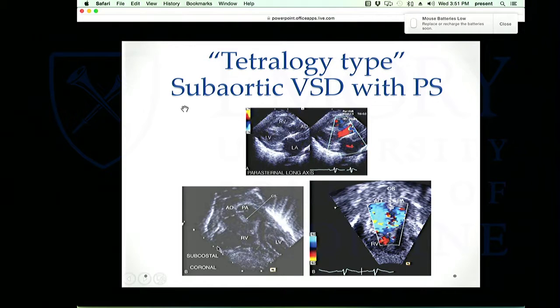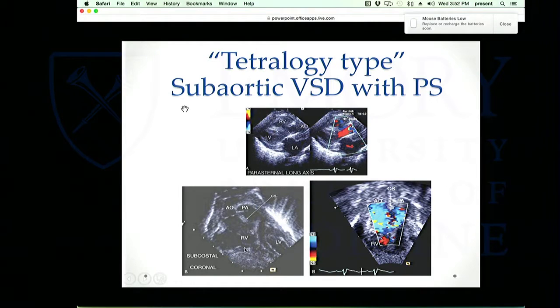This is just looking at kind of an inflow-outflow view of the right ventricle. In pediatrics, we flip all of our images so that we look at it the other way. So when I started, I had to relearn echo because you guys keep everything upside down.